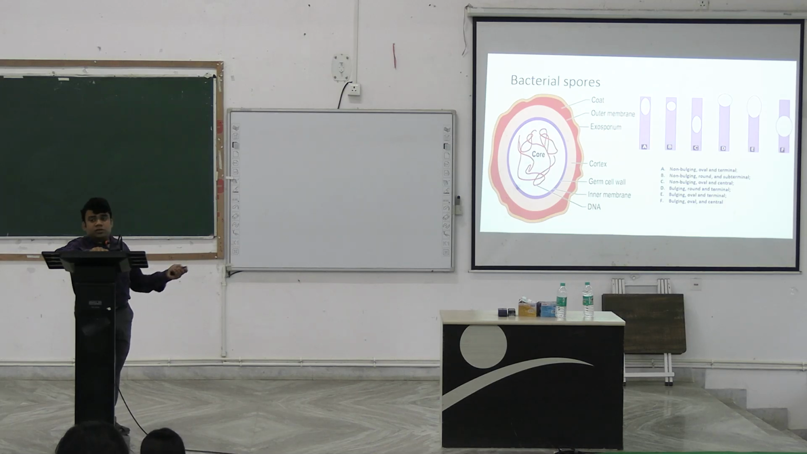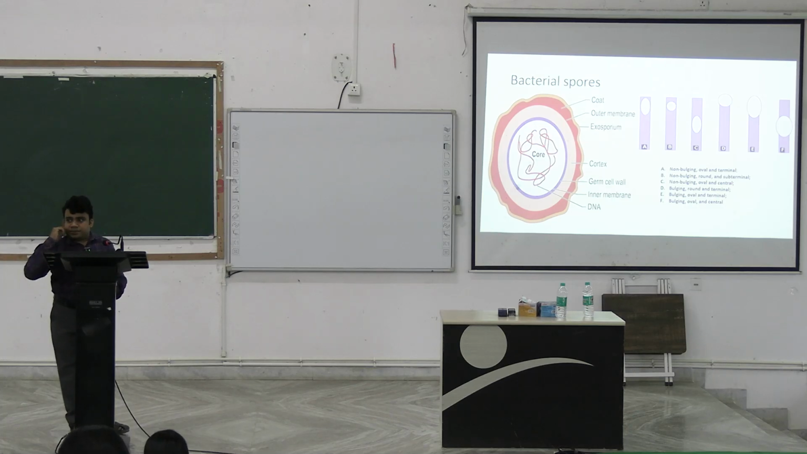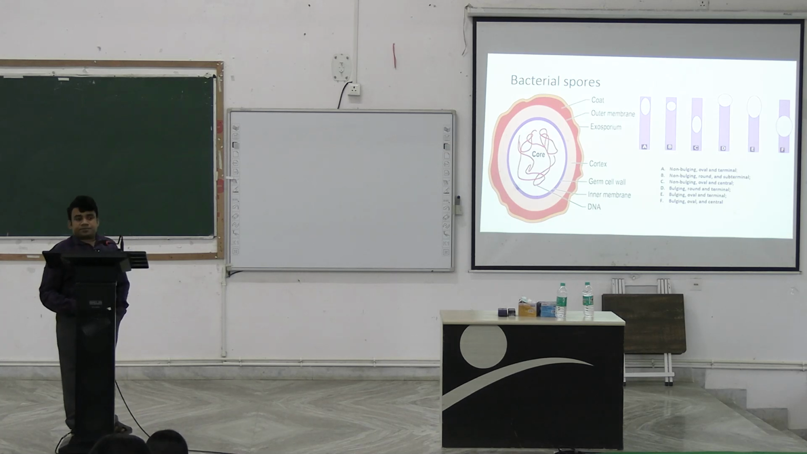And based on the position, it could be terminal, that is at the end of the bacilli, or it could be central, right in the center, or subterminal, that is somewhere between the end and the center. Based on this, obviously, another classification is there, like non-bulging, oval, terminal. The shape may be oval or round in case of various bacteria.